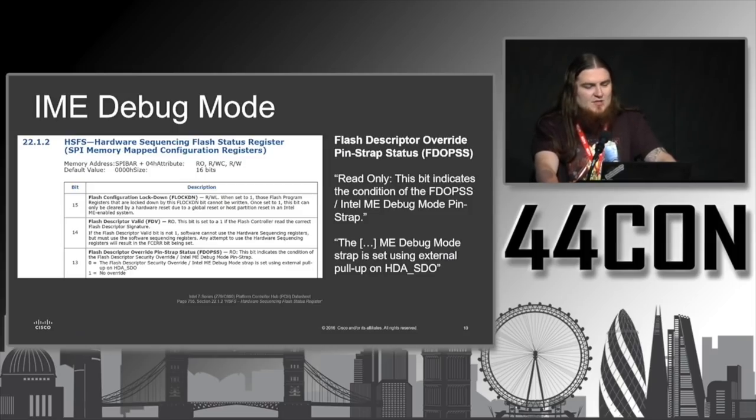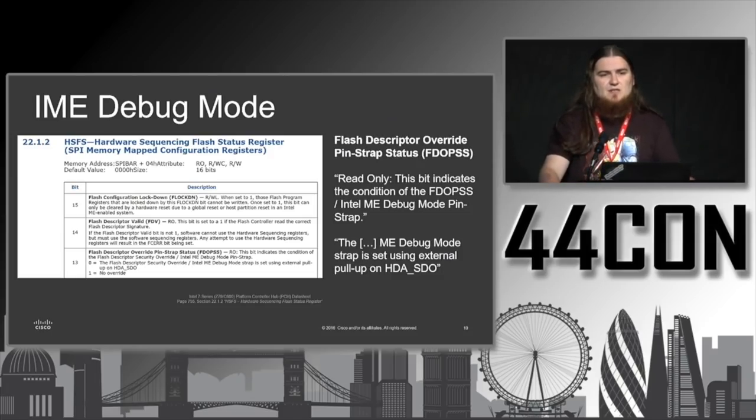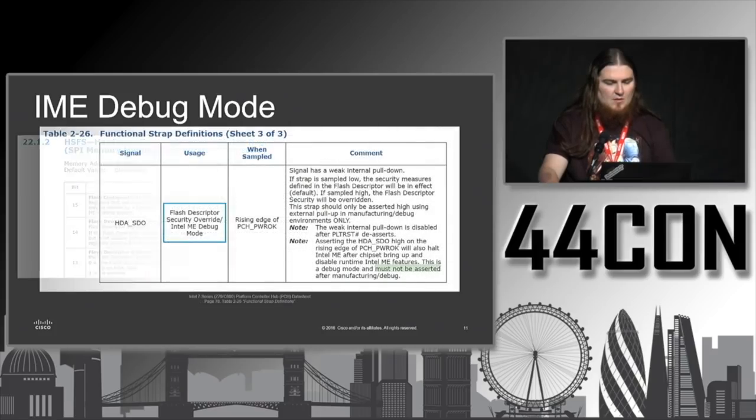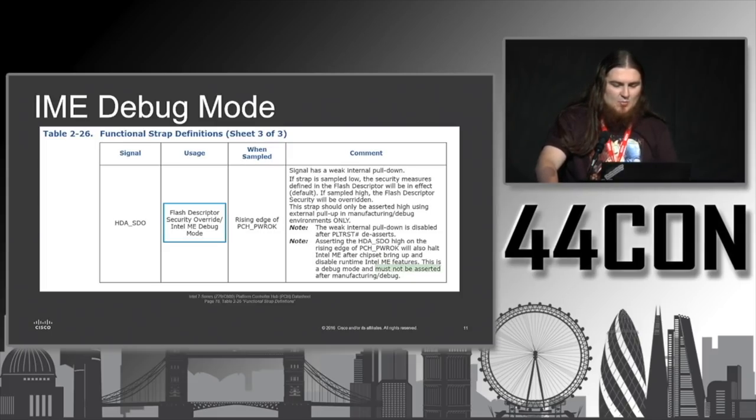It says it's using an external strap, an external pull-up on HDA SDO. The pull-up is just basically a resistor connected between a particular line and a power rail. Let's start looking a bit more. What is this? Flash descriptor security override. It must not be asserted after manufacturing and debug. It puts the Intel Management Engine into a debug mode and disables the ME features. Might be quite useful if you want to turn ME off.